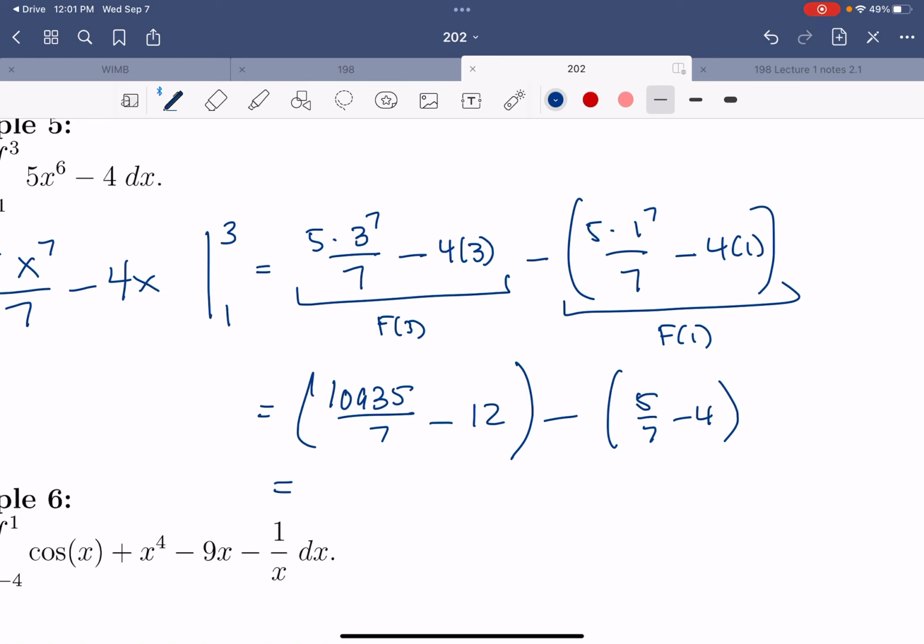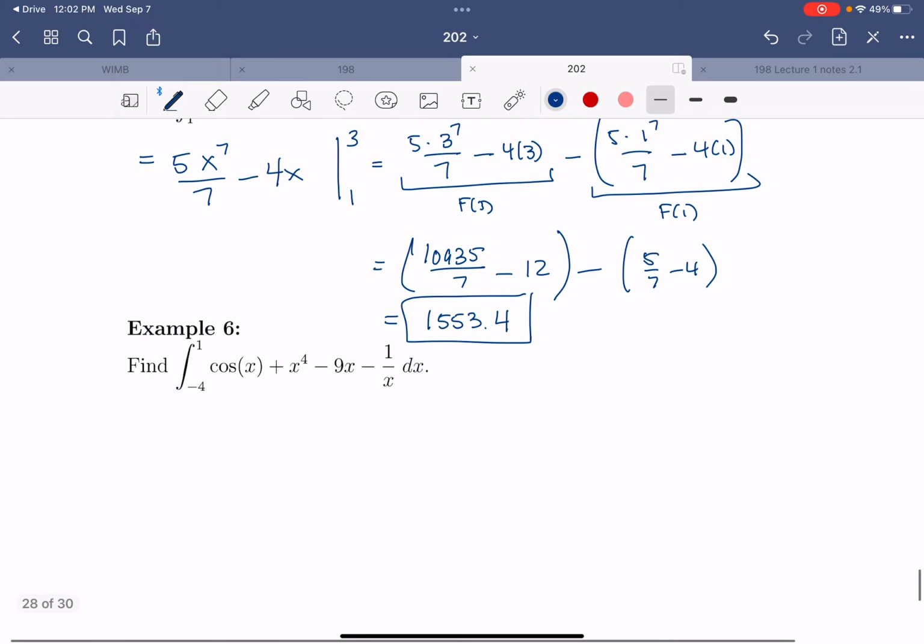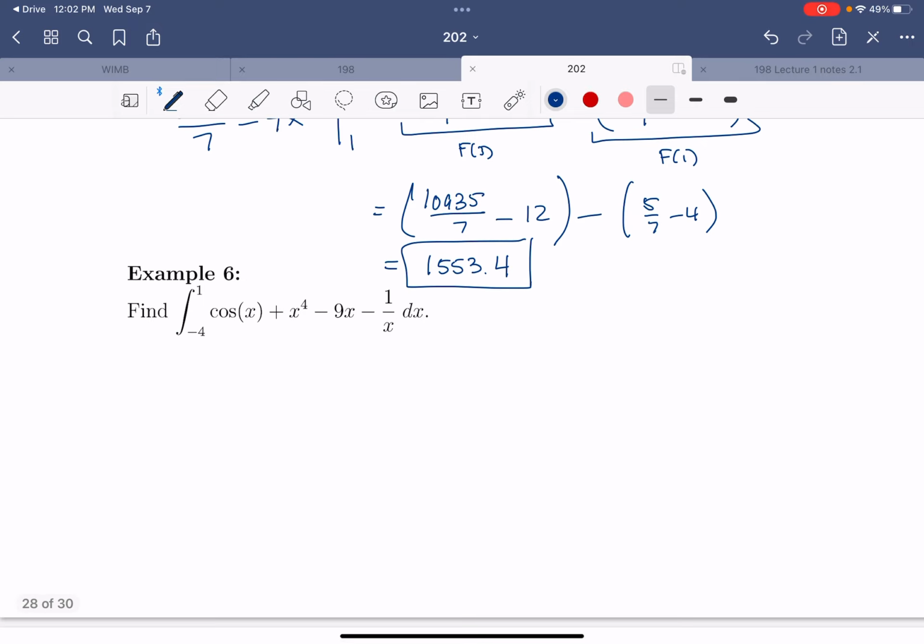If we put all of that in, let's see what happens. We get minus 12 minus 5/7 plus 4. And I get a total of 1,553.4. All right, and that's what we get. Again, we get a value, a number answer.